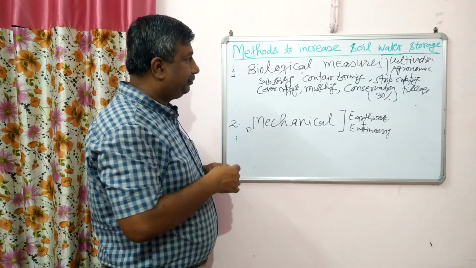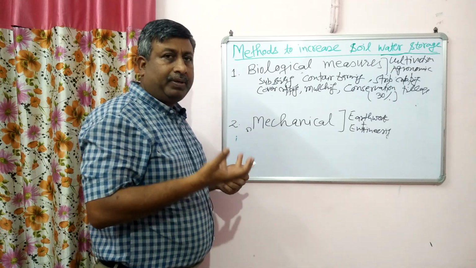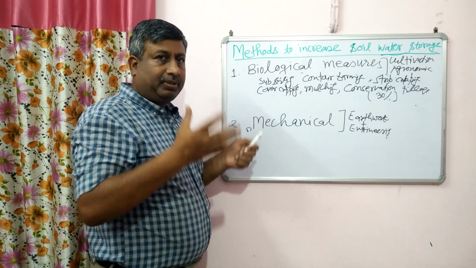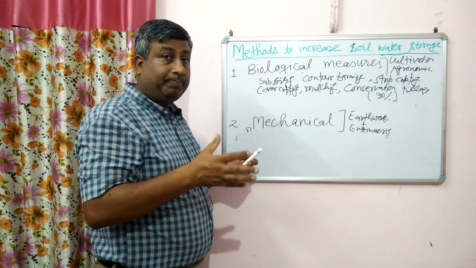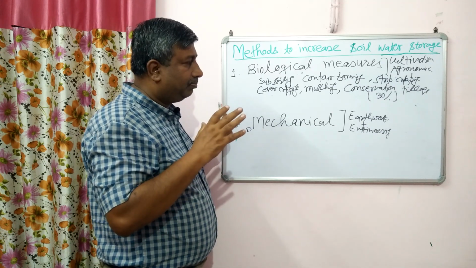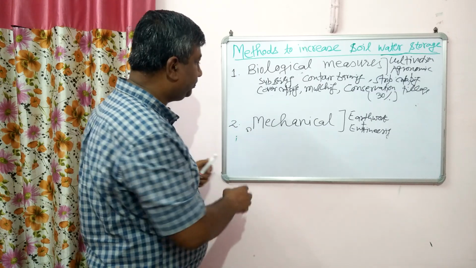So biological measures means those practices, those methods which increase infiltration and percolation, so that rainfall water is stored at the place where it falls. So these are related with the agronomic practice. Sometimes it is also known as agronomic measures.